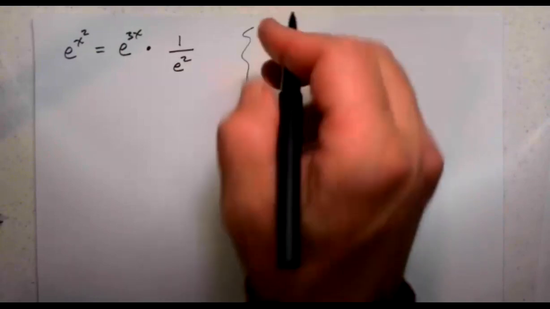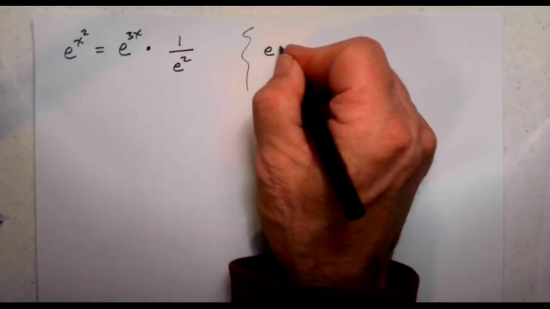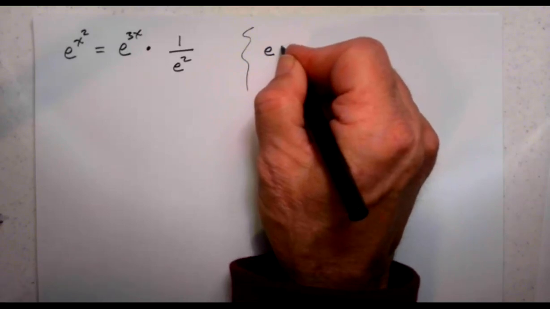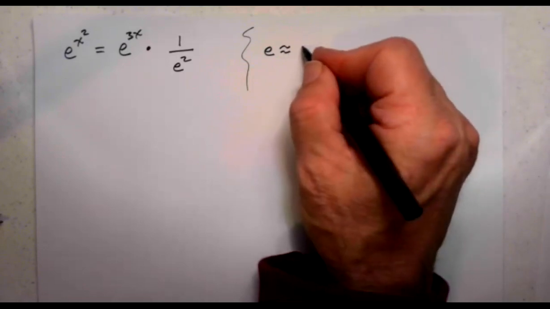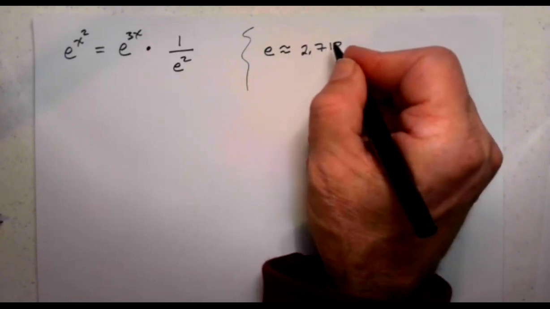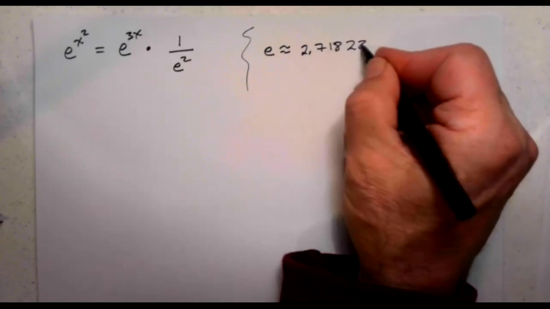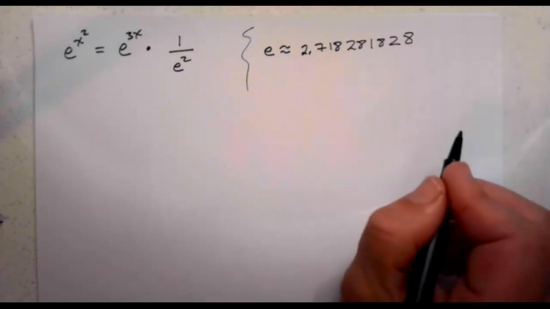What is e? e is a number like pi in that it is irrational. It's also something we call non-algebraic. It is about 2.718281828. That's how many decimal places the calculator will give you.